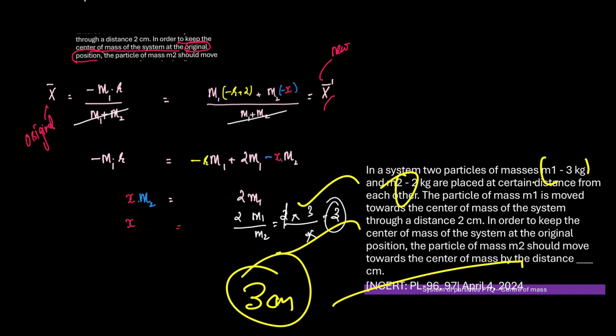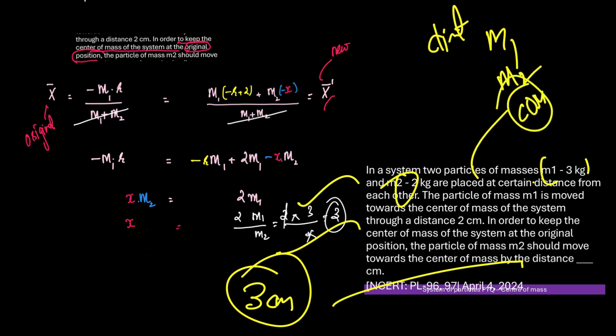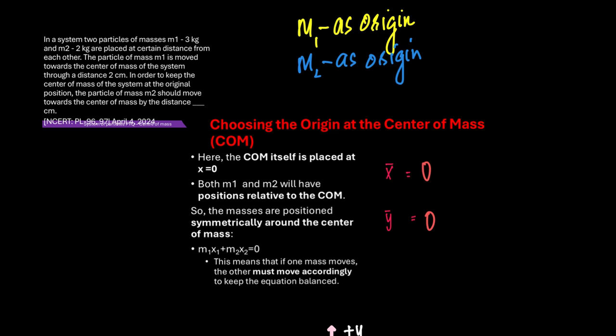Okay, so we did the same question using m1 as the origin, first using the direct formula, then using m1 as the origin, then m2 as the origin. Now let us see the center of mass as the origin. So we have solved this question using m1 as origin, m2 as origin as well. Now let us see the third and final option, which is considering center of mass to be the origin and calculating positions of m1 and m2 relative to the center of mass.